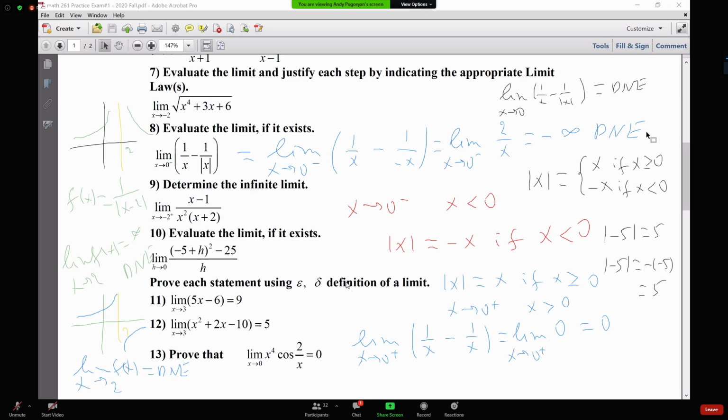Don't worry about that. If it's infinite, negative infinite, or none of them, you just put does not exist. So every time we get an infinity, does not exist comes with it, because infinity does not exist. Any other question?